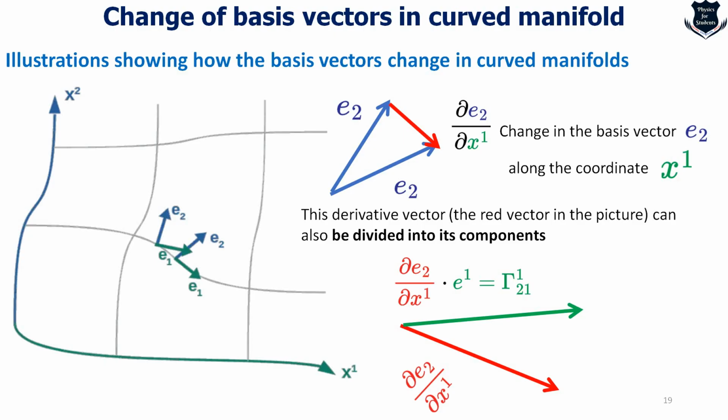So gamma with 1 on the top. Why 1 on the top? Because this E1 is the green one. And what am I differentiating? I am differentiating E2 with respect to x1. So that is why in the denominator we have 2 and 1.